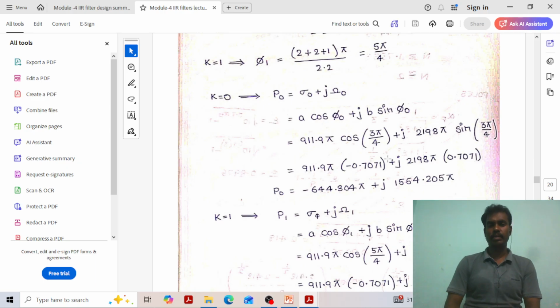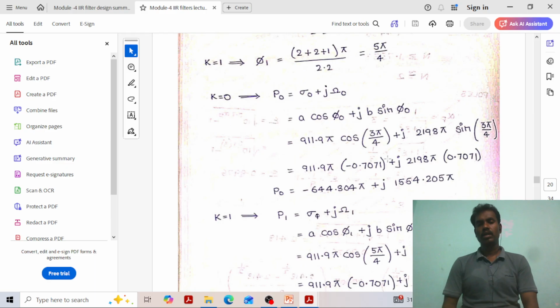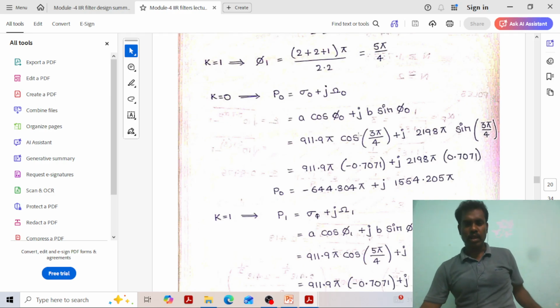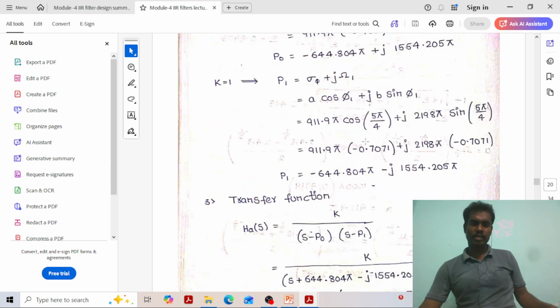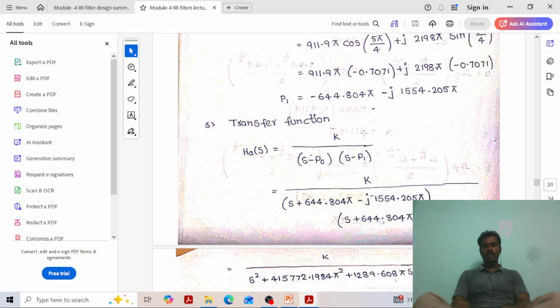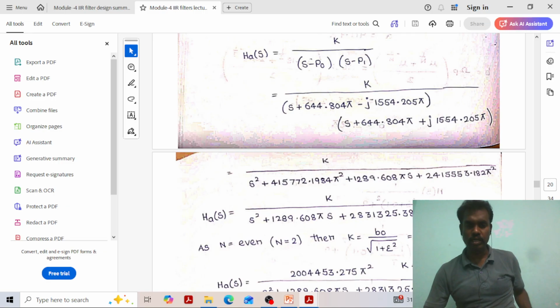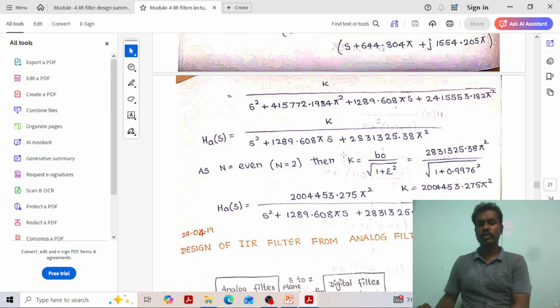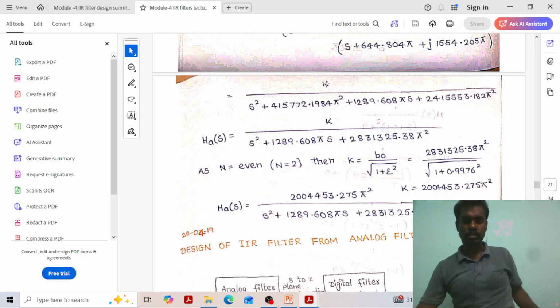A cos phi k plus j b sin phi k. If we take k equal to 0, this is phi naught; k equal to 1 means phi 1, sin phi 1, cos phi 1. So we'll substitute this a value and b value, and we'll calculate the transfer function. With two poles, H of S is 1 by (S minus P naught) into (S minus P1). So the two poles are substituted and it is simplified. We get a higher order transfer function. From this we can calculate the numerator value K, which can be easily calculated.